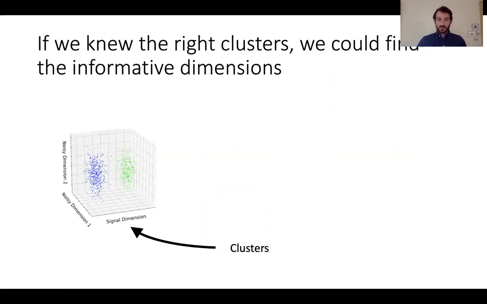And this problem would be somewhat easier if we knew the clusters. So if I knew which data points belong to which cell type, then I could solve this. And I'll explain that. So here I have my green pancake and my blue pancake already. And I mentioned that the single dimension has high mutual information for these 2 clusters. So knowing this, I could just look at the dimensions that have high mutual information with my cluster assignments, and then I could use that to find my informative dimension.